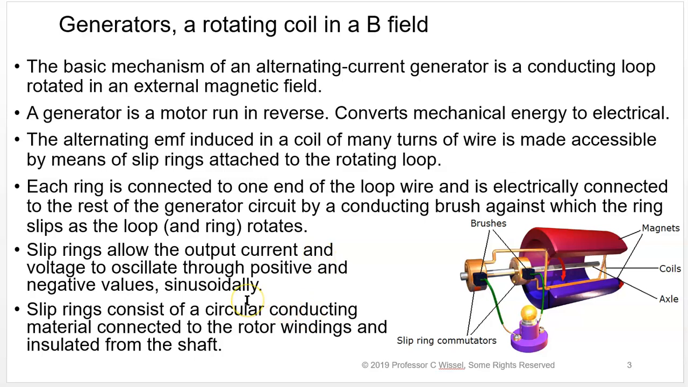Slip rings allow the output current and voltage to oscillate through positive and negative values sinusoidally and allow this to be brought out to the rest of the circuit. So in other words, that's the conducting path between this loop and the light bulb. Slip rings consist of circular conducting material connected to the rotor windings and insulated from the shaft.